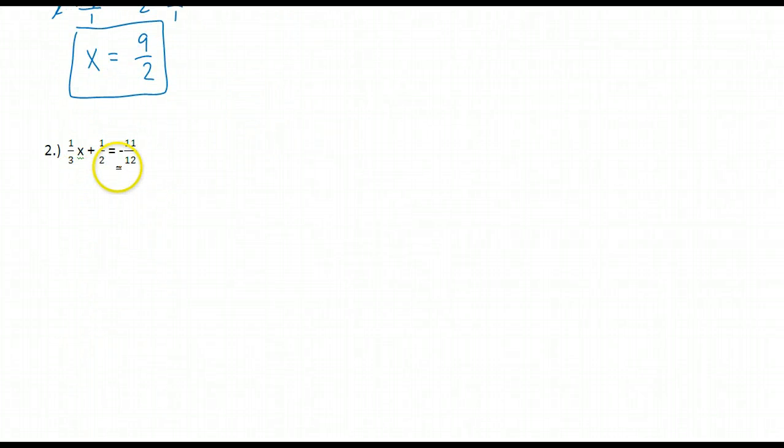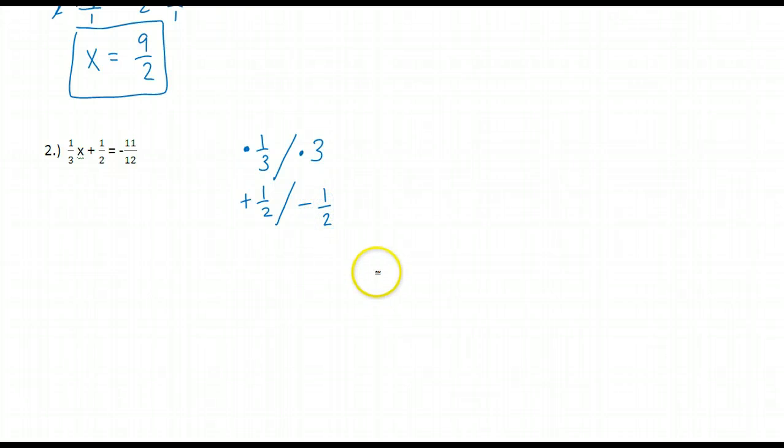In problem number 2, this 1/3 is affecting x with multiplication, and this 1/2 is affecting x with addition. So the operations are multiplication and addition. The inverse of multiplying by 1/3 is multiplying by 3. Now I could divide by 1/3, but then that's kind of a pain. I have to divide by a fraction. Instead, multiply by the reciprocal. To get rid of adding 1/2, I'm going to have to subtract 1/2.